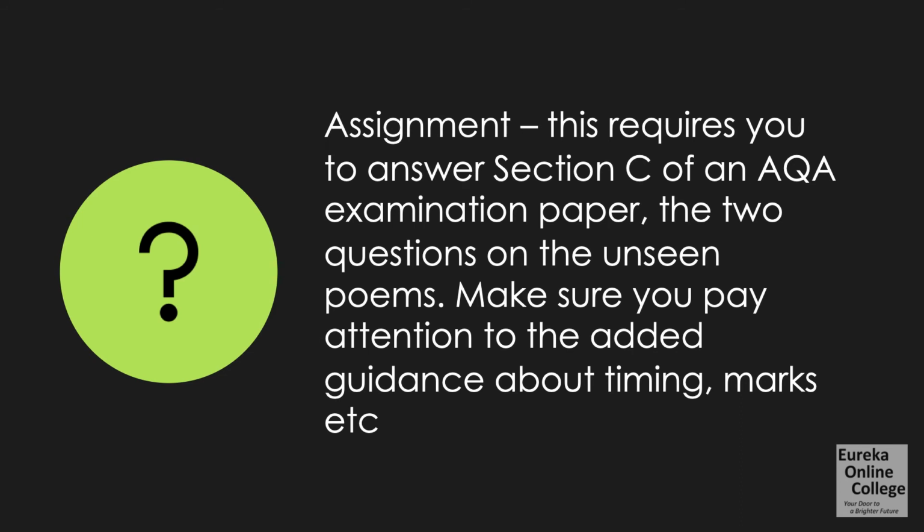The assignment task then gives you the opportunity to undertake an unseen poetry section of an examination paper, looking at both questions. Pay attention to the added instructions I've given you here with regards to the timing of the questions, given how many marks are available for each question, as well as the anticipated length of them as a result. As always, you're aiming for AO1 and AO2. AO3 isn't assessed in this section of the examination paper for AQA.